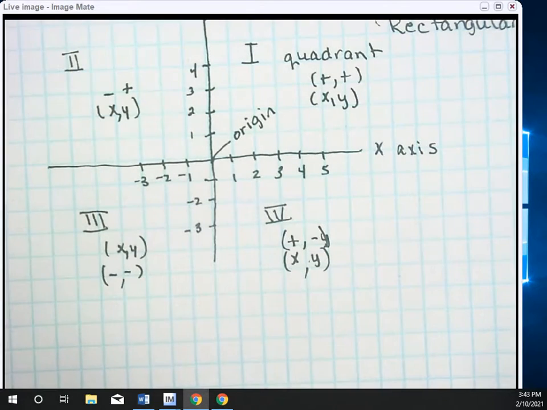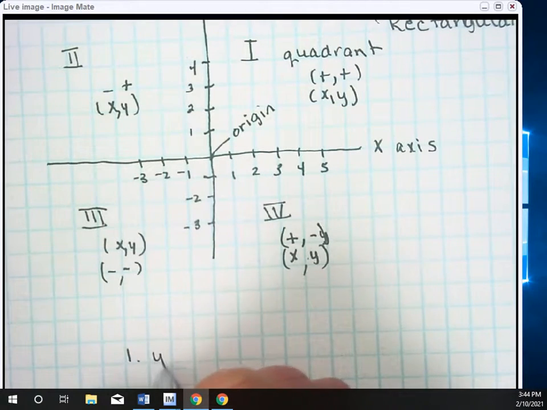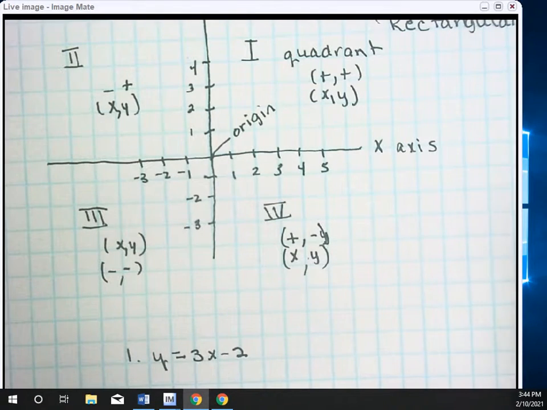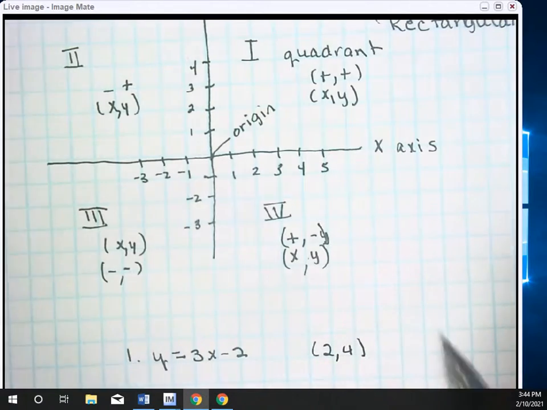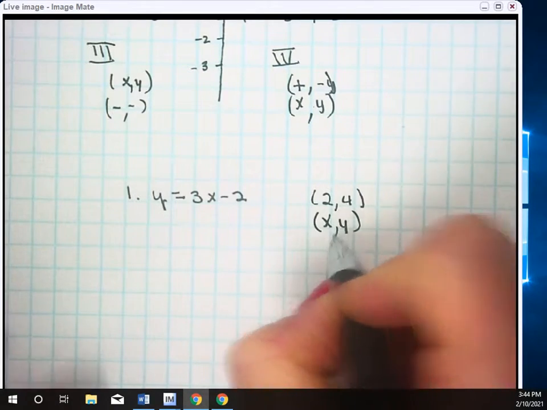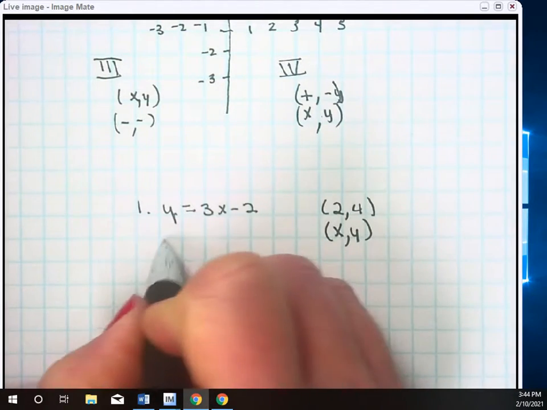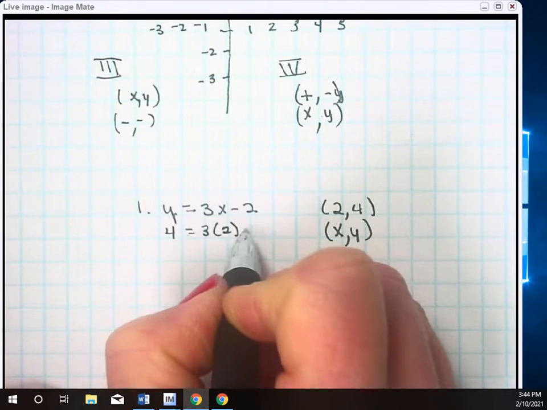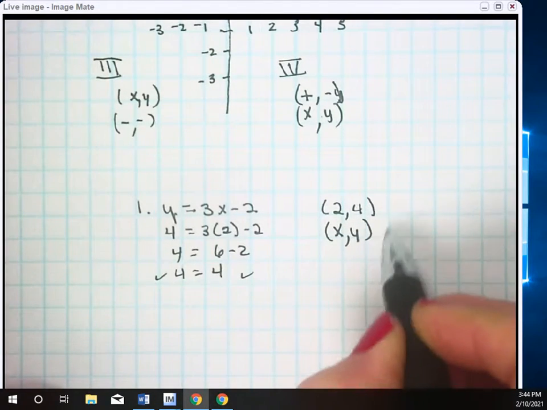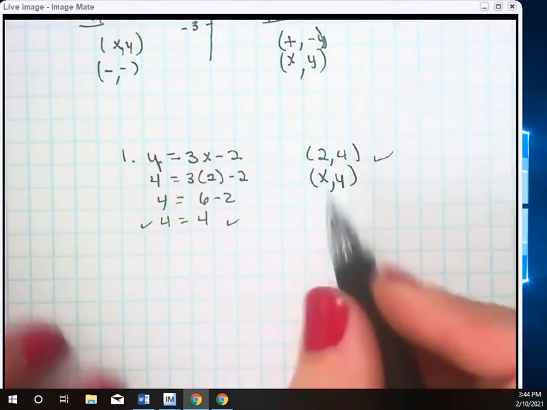When we are asked to determine whether or not points are solutions to an equation, determine whether or not the ordered pairs are solutions. The solutions mean that when you substitute in the x and the y values, both sides of the equation are equal. The y value is 4, the x value is 2. 6 minus 2 tells me that (2, 4) is a solution because both sides of the equation are equal.